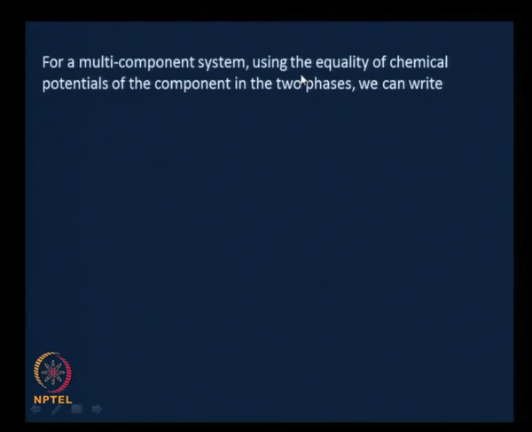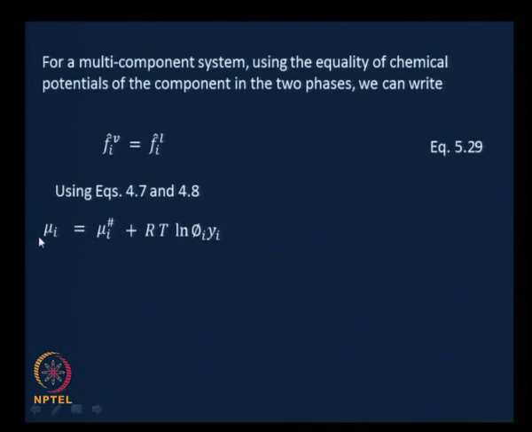And for a multicomponent system we used the equality of the chemical potentials of the component in the two phases, and we could write Fi V hat equals Fi L hat. Then using the detailed expressions of the chemical potential, mu i equals mu i hash plus RT ln phi i yi, which could also be written as mu i naught plus RT ln phi i P yi.